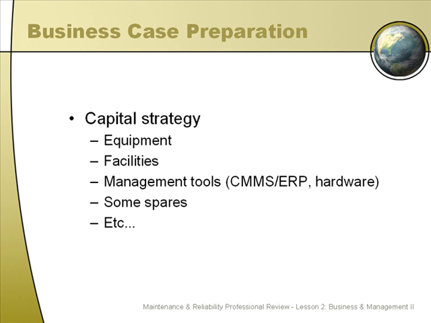Part of the management tools would be the computerized maintenance management system or ERP software that you might need. If it doesn't exist already, you're going to need to invest in a good, high-quality product in this case, and the hardware that supports it. Some capital spares may also be required. You can probably make yourself a list in relatively short order of the things that you might need for a capital strategy inside the business case. Don't forget to include these.